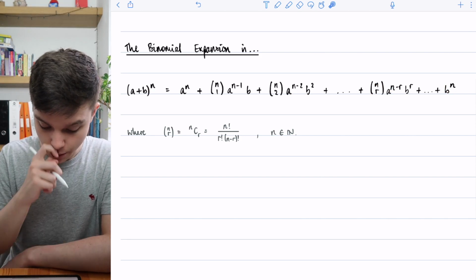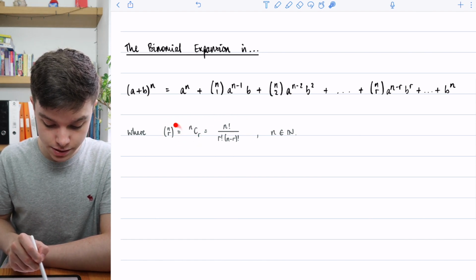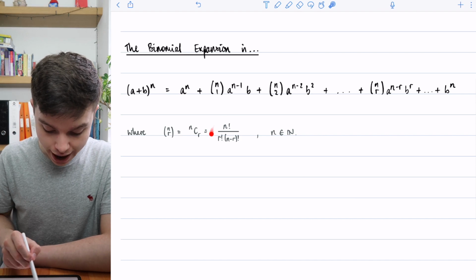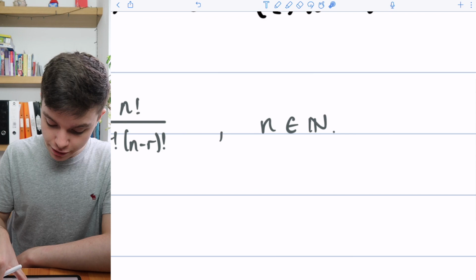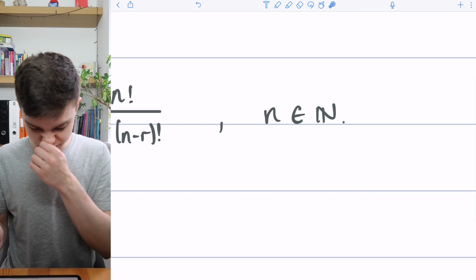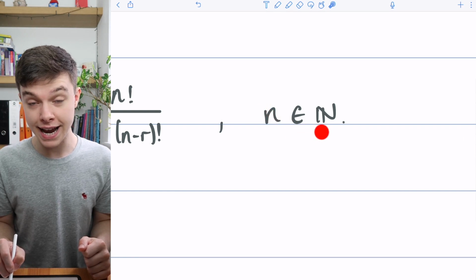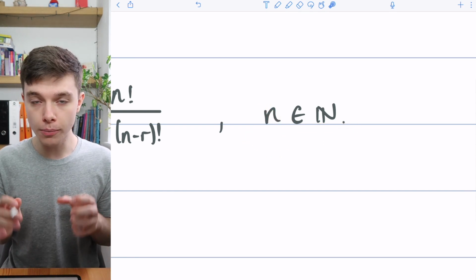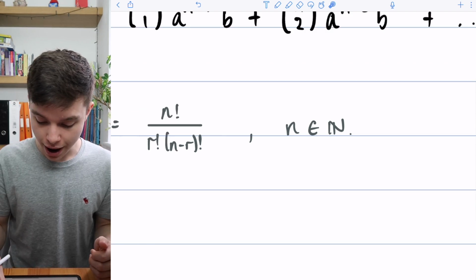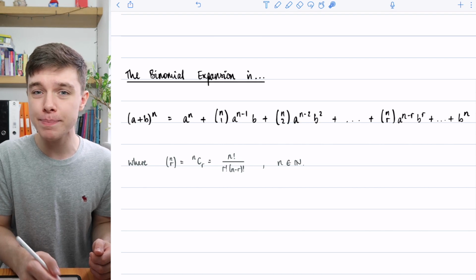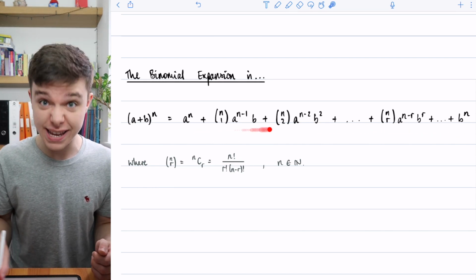Okay, so at the bottom here we've just got the definition of the combination in terms of the C notation, and also of course the factorial definition. And this you might not have seen before, you might have done in a previous lesson, I'm not too sure, but this basically says n is an element of the natural numbers. And the natural numbers are all the positive integers. Okay, so our power on the bracket has to be a positive integer for this to stay true.